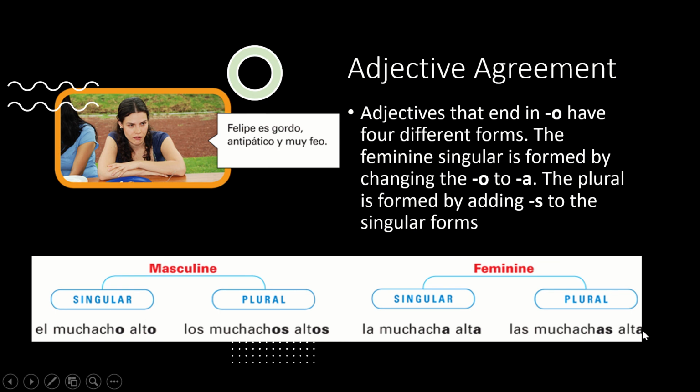So make sure that if you are writing this down as an example, that it says altas with an S at the end of alta. Okay, that got cut off here. So if our adjective ends in an O, we know that it's going to have the 4 forms where it ends in an O, OS, A, or AS, depending on if we are talking about masculine or feminine, singular or plural.